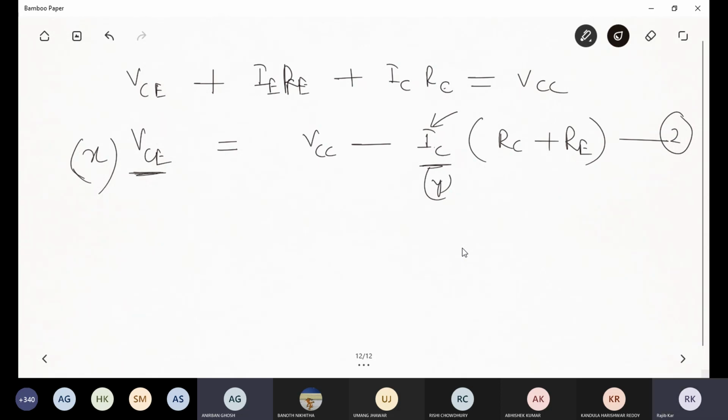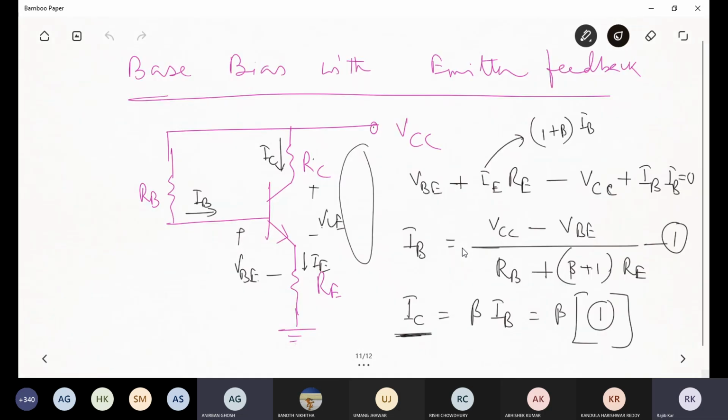Now what will be the stability factor? For the stability factor, I'll write down this equation again because I'm finding the stability factor with respect to ICO. Now to find out IC, I need the value of IB, and we have already calculated it from this equation.